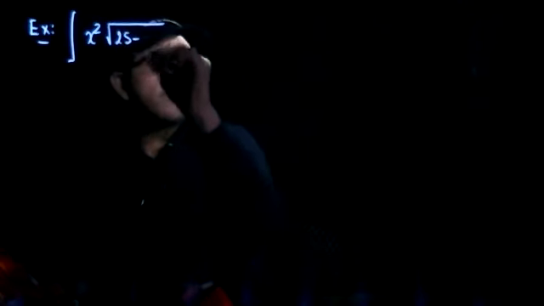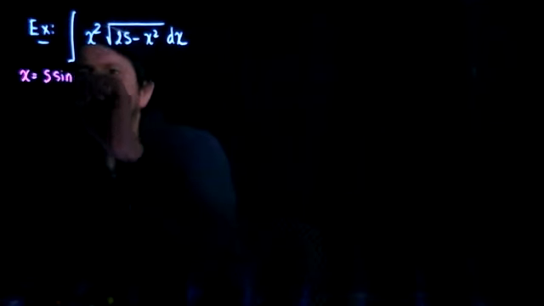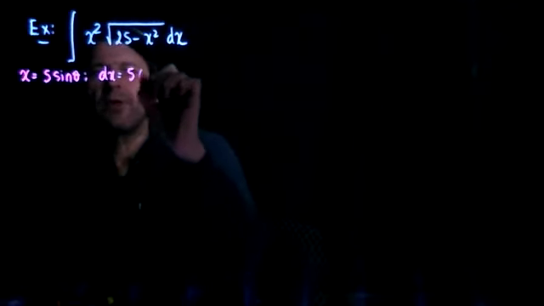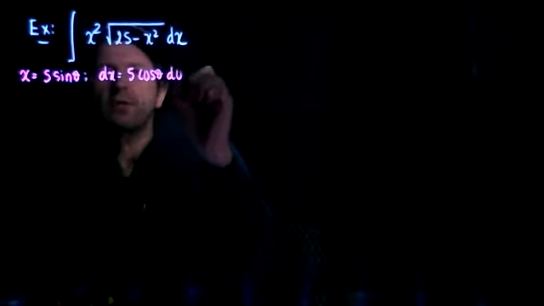So here's an example on trig substitution. The integral of x squared times the square root of 25 minus x squared dx. Let x equal 5 sine theta, and so therefore dx is 5 times cos theta d theta.